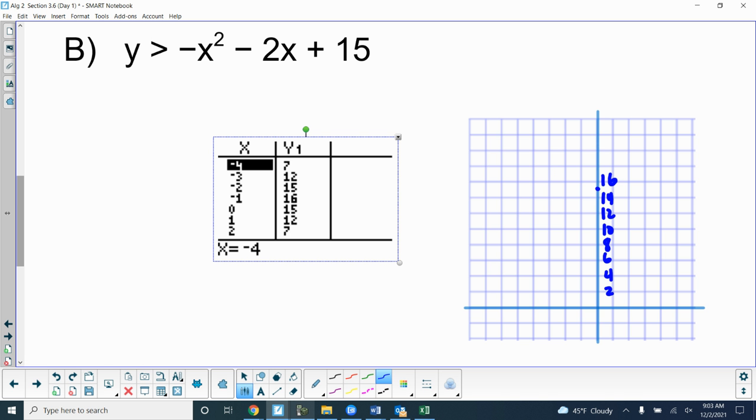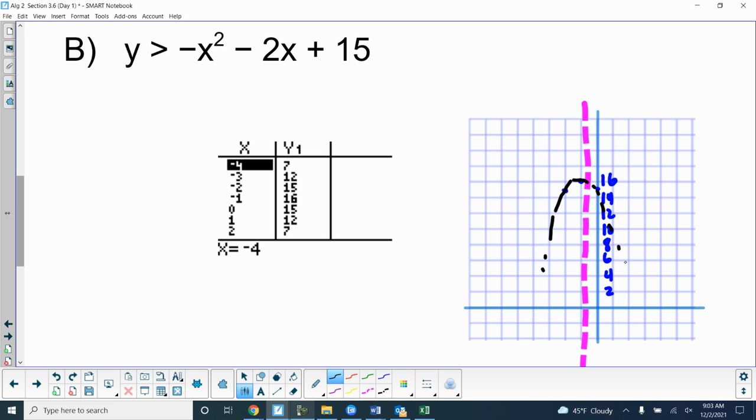So here's my table of values for some points. -1, 16 looks like my vertex. So here's another point here that is symmetric to my axis of symmetry, right? It's a little off. Okay? Now, is my graph dashed or solid? It's dashed again, right?